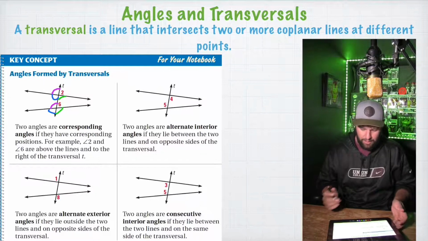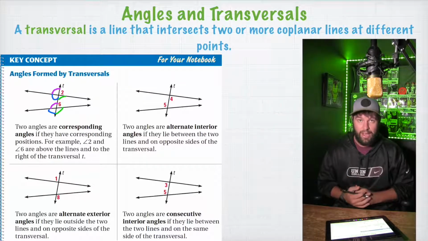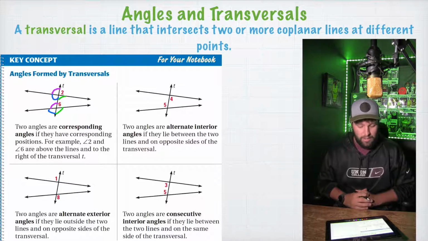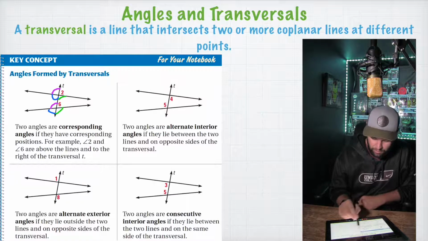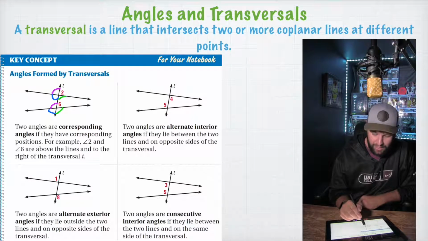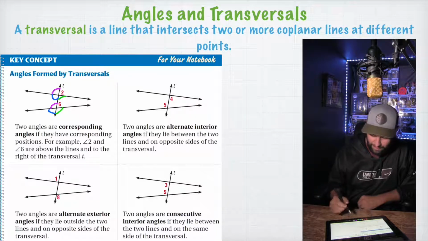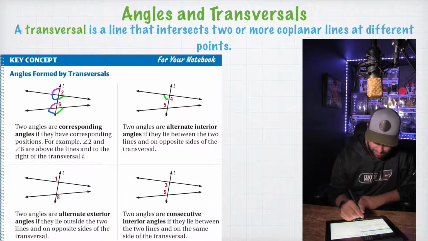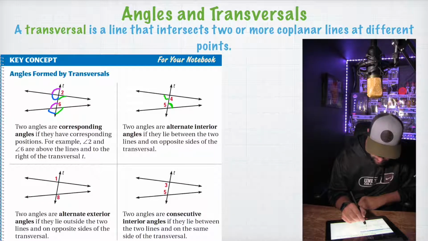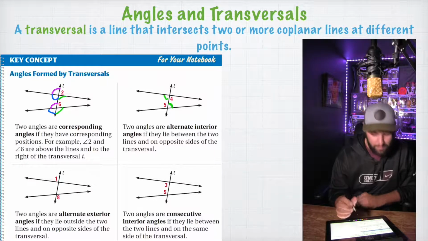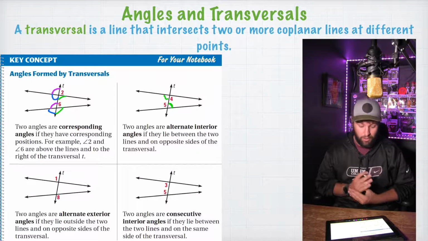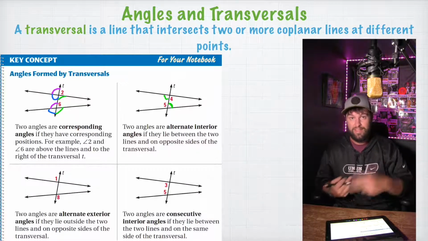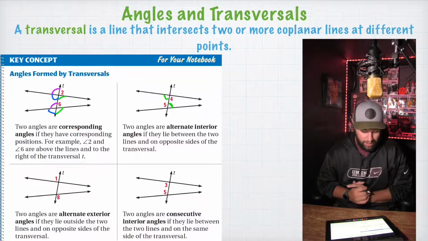The next one is alternate interior angles. Two angles are alternate interior angles if they lie between the two lines on opposite sides of the transversal. So here you have two lines cut by the transversal, and on the inside you have the opposite sides of the transversal. So 4 and 5, but you also have this little green angle, whatever numbers they assign to it. Those two green angles are also alternate interior angles. So right there you have two different pairs of alternate interior angles that can be formed.